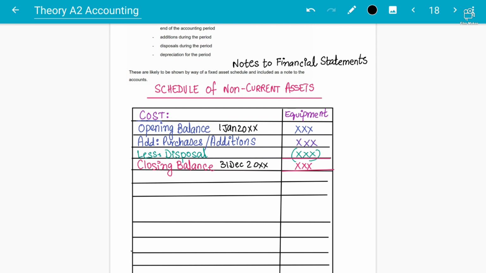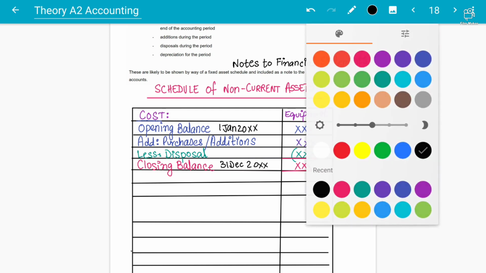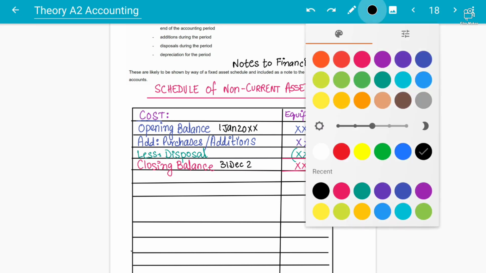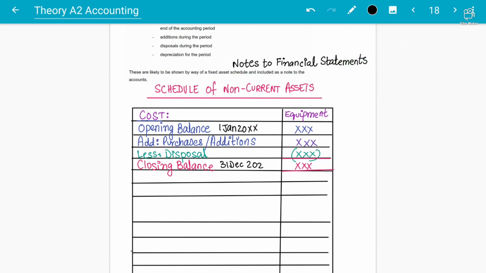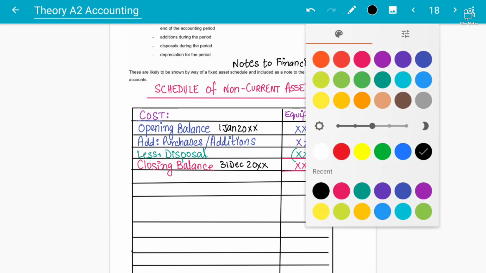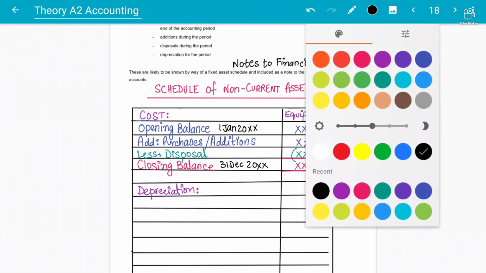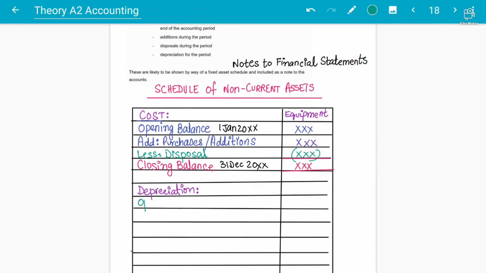The first part is the cost, and the second part is the depreciation that students will have to do. So we're going to talk about the depreciation now. Let's put it again: this is the depreciation. You start again with the opening accumulated depreciation for these equipments, for all equipments that you have from the start. So the opening depreciation is the opening balance of the T account.